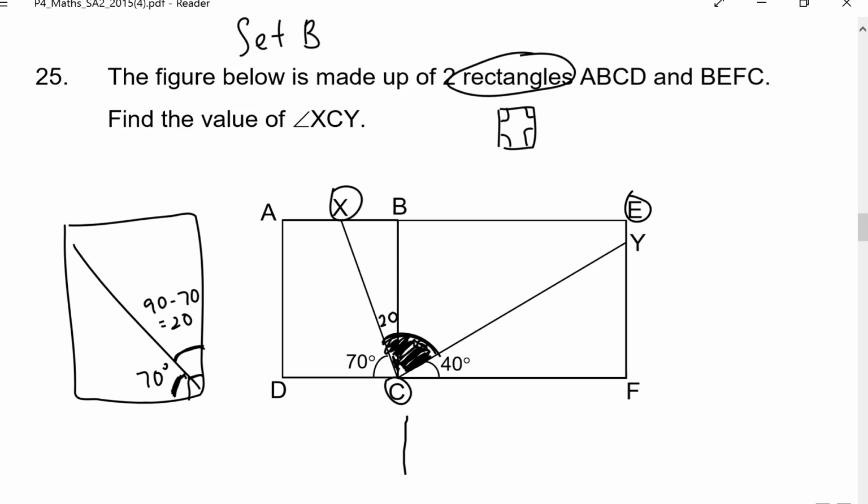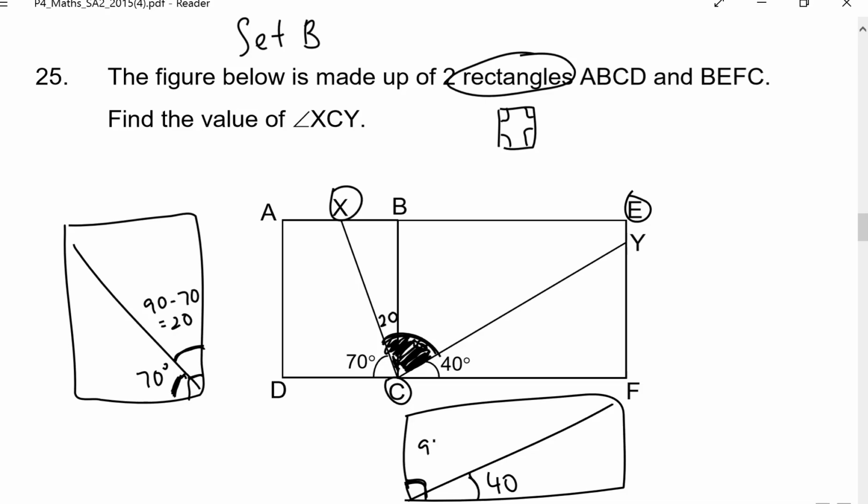Now let's break up the second rectangle, which has the 40 at this side. Again, there's a right angle on each side of the rectangle, and there's already a 40 below, so the one on top will be 90 minus 40, that gives me 50. Combining these two angles, 20 and 50, the total angle of that shaded part will be 70 degrees. That is the answer as well.